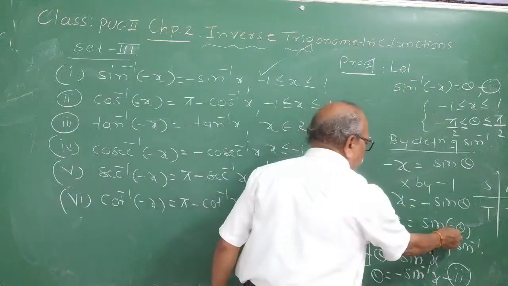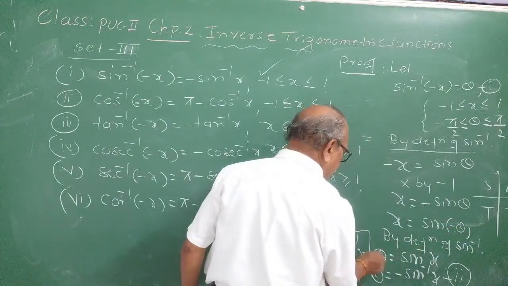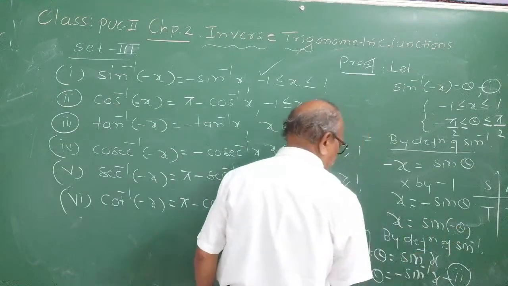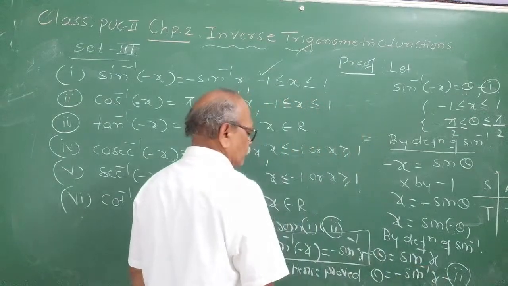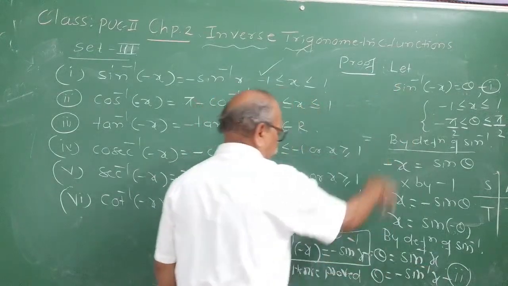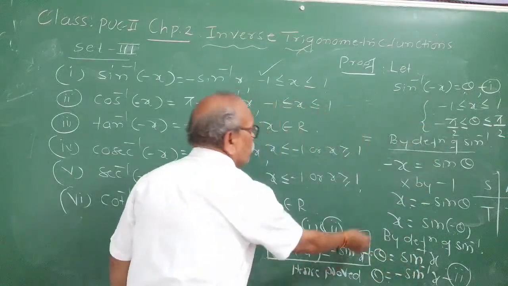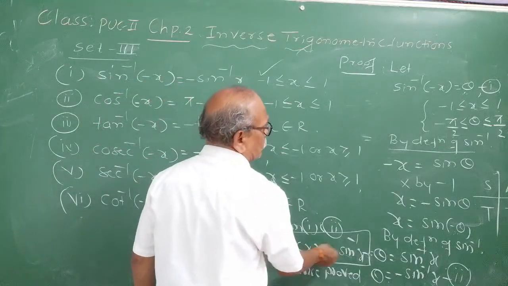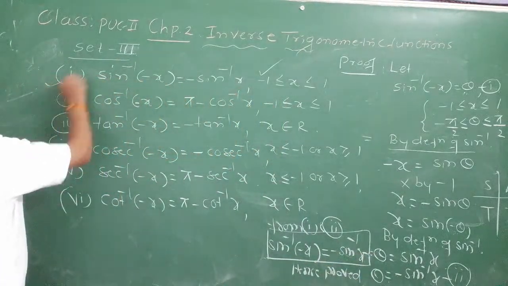Now definition can be applied. You will get minus theta is equal to what? Sine inverse x. Multiply both sides by minus, you will get theta is equal to minus sine inverse x. From 1 and 2, you can observe, theta is equal to sine inverse minus x, and theta you got it as minus sine inverse x. Hence the proof of the first one.